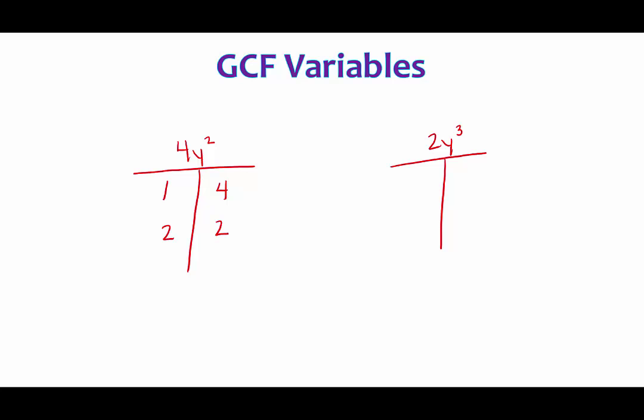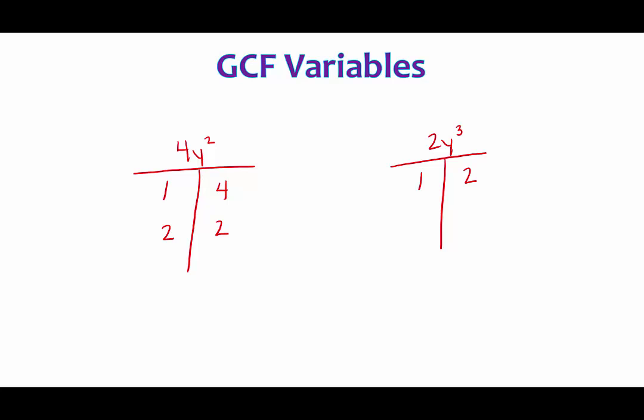Let's look at another one. So I'll do this with the charts this time. So I'll draw my charts out here. One value is 4y squared, and the other one is 2y cubed. When you have a monomial with a coefficient and a variable, do them separately. So first I'm going to look at the coefficients. The factors of 4 would be 1 and 4 and 2 times 2. Now do your other coefficient.